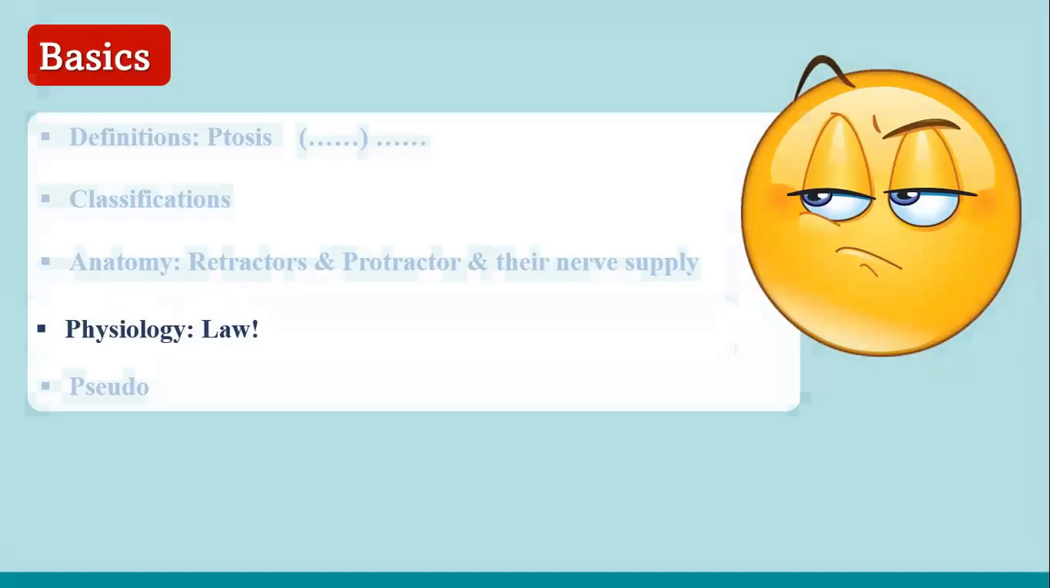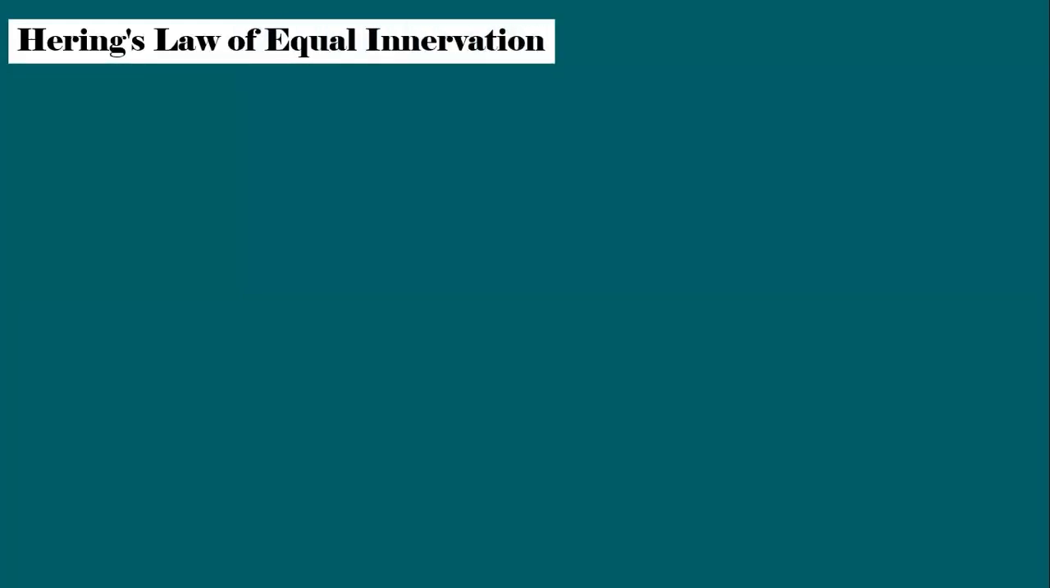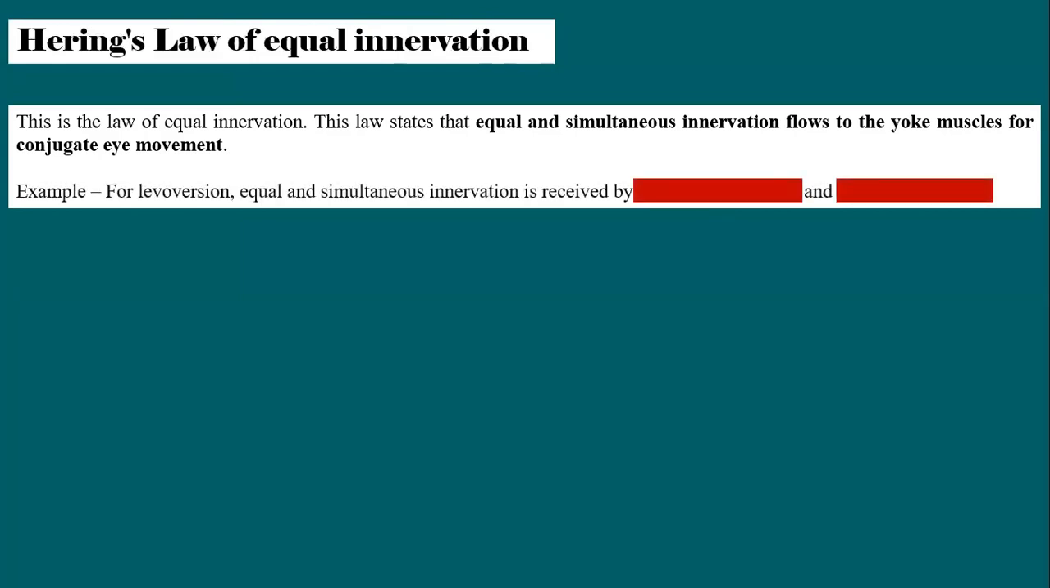So the last point here is about the physiology. We already covered this. Hering's law is not only regarding the extraocular muscles, but also the eyelid muscles, basically the levator. So let's read it together. Someone can read what's written on this slide. Hering's law of equal innervation. This is the law of equal innervation. It states that equal and simultaneous innervation flows to the yoke muscles for conjugate eye movement. For example, for a levoversion, equal and simultaneous innervation is received by... fill in the gaps. Levoversion.